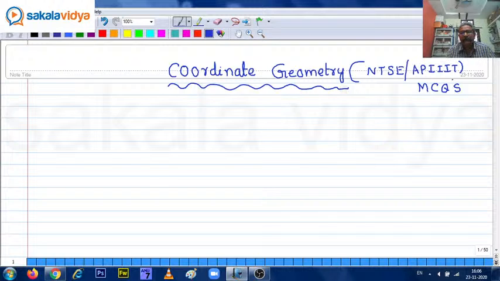In the morning session we discussed the problems on probability, but now we shall discuss yet another chapter, that is coordinate geometry. This is also a very important chapter. There may be 2 or 3 questions asked from this chapter. It is also very important for the EAMCET examination and the JEE Mains examination. It may be important even for the NTSE, National Talent Search examination.